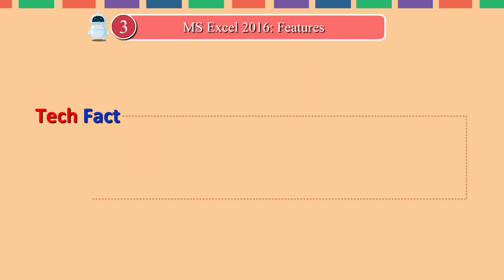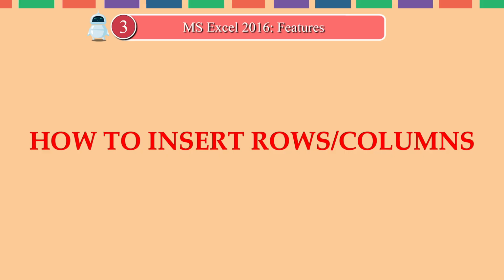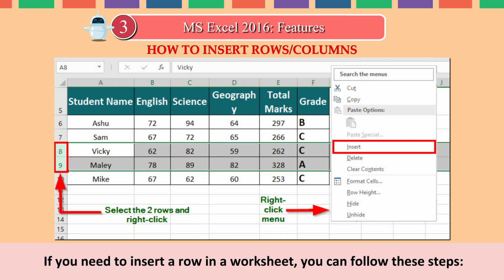Tech fact: you can minimize a workbook window to an icon by pressing Ctrl plus F9. How to insert rows columns. If you need to insert a row in a worksheet, you can follow these steps.